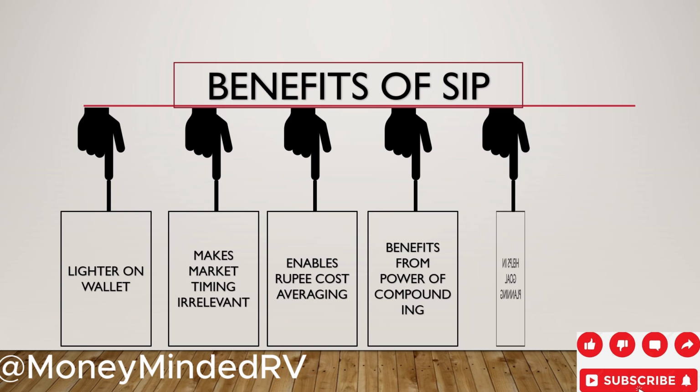The next benefit is that it helps in goal planning. If you have a goal like retirement, which is around 20 to 30 years from now, you can plan how much money you need, and based on that you can start an SIP. You can calculate the return and plan your retirement. Any financial goal can be planned effectively using an SIP.